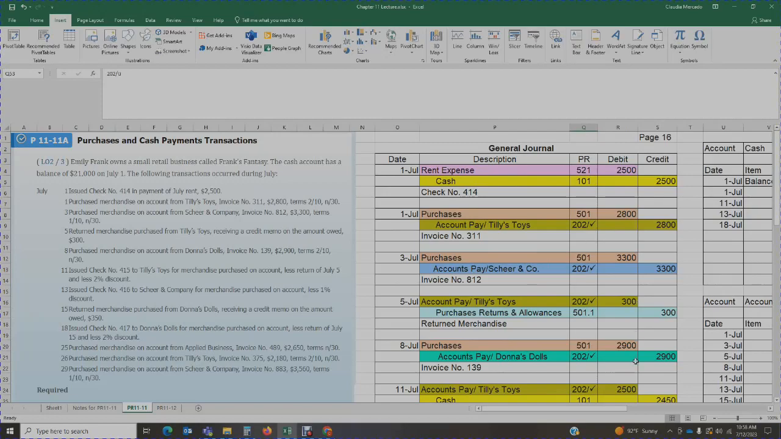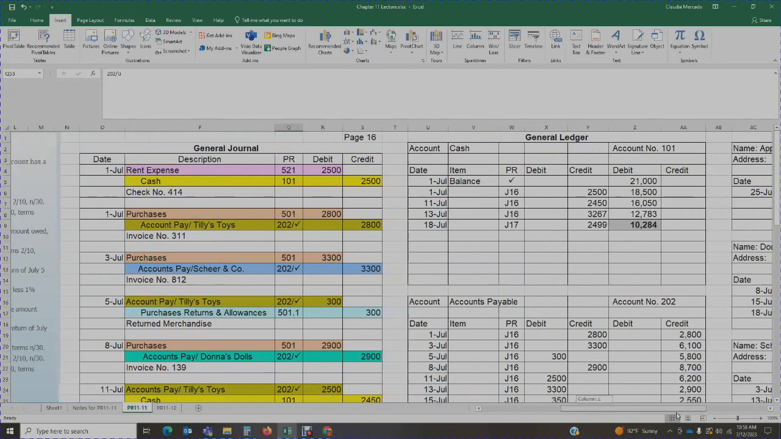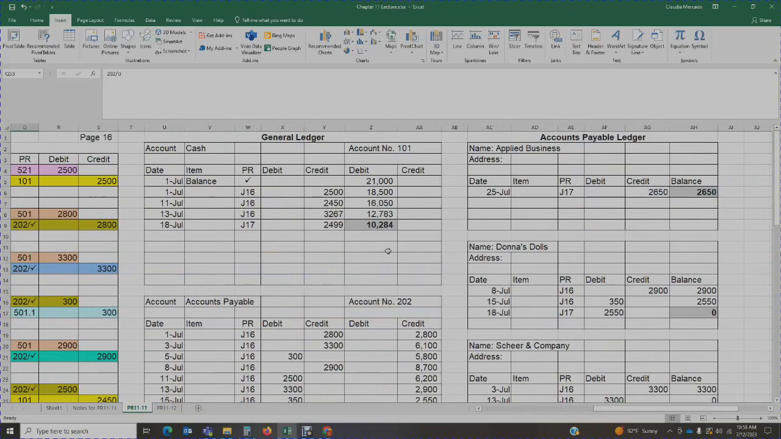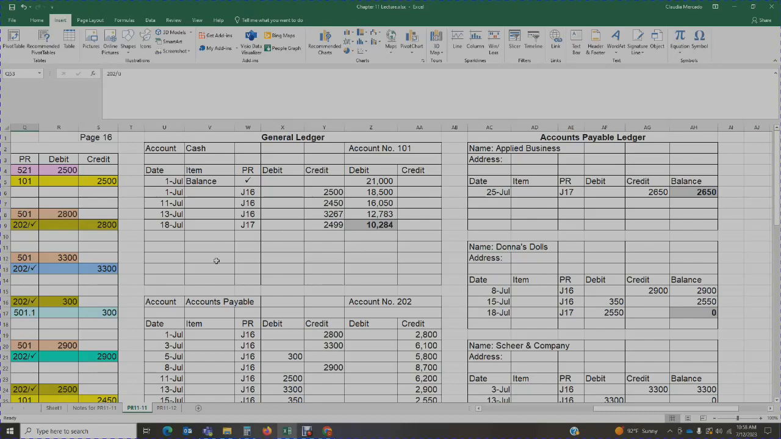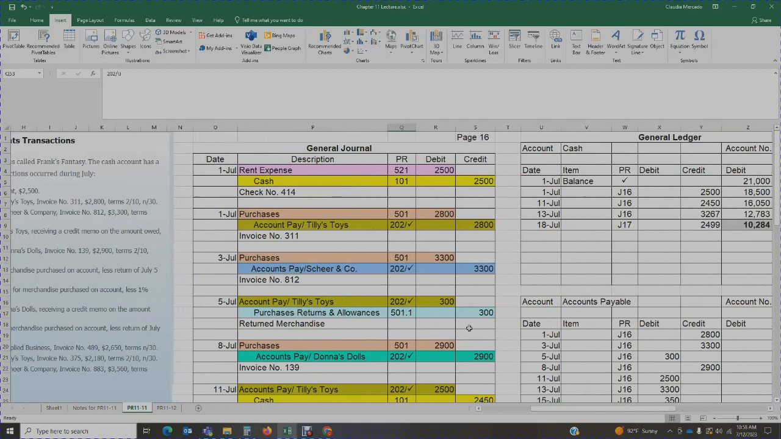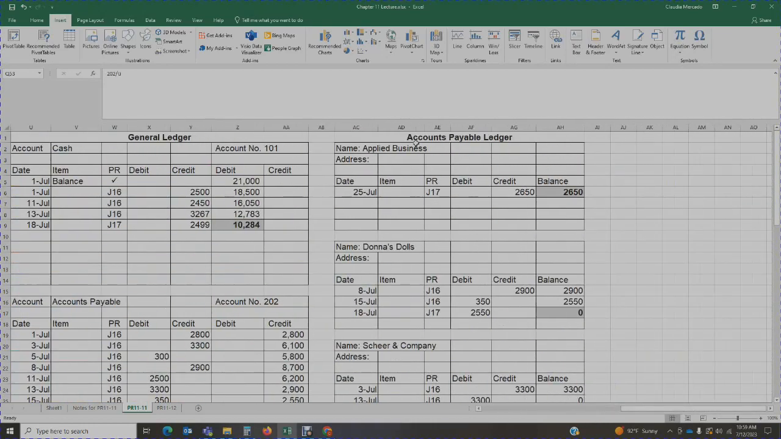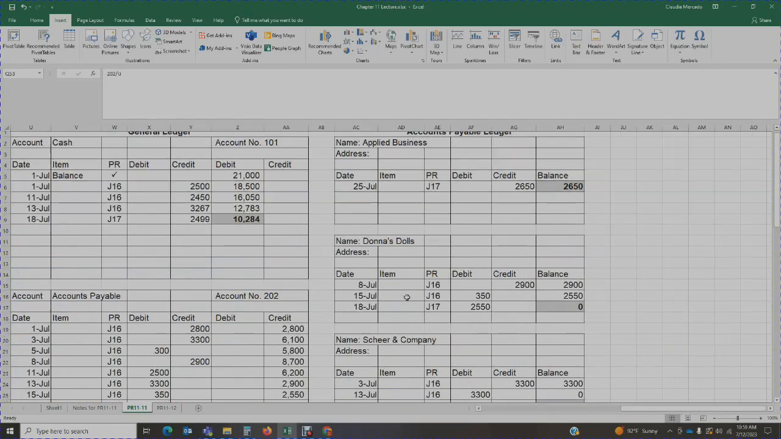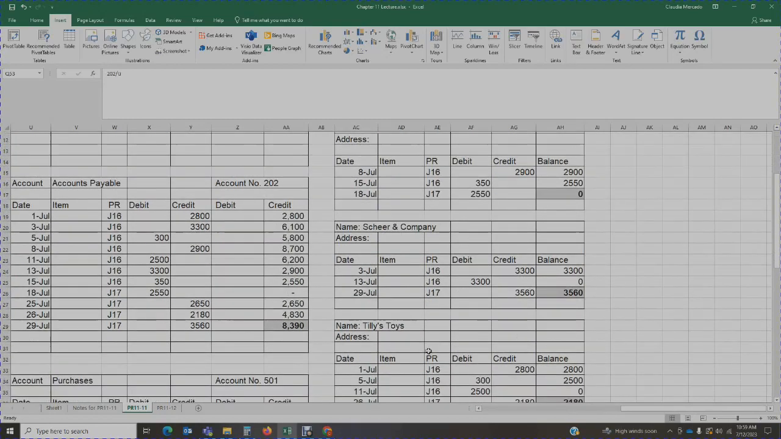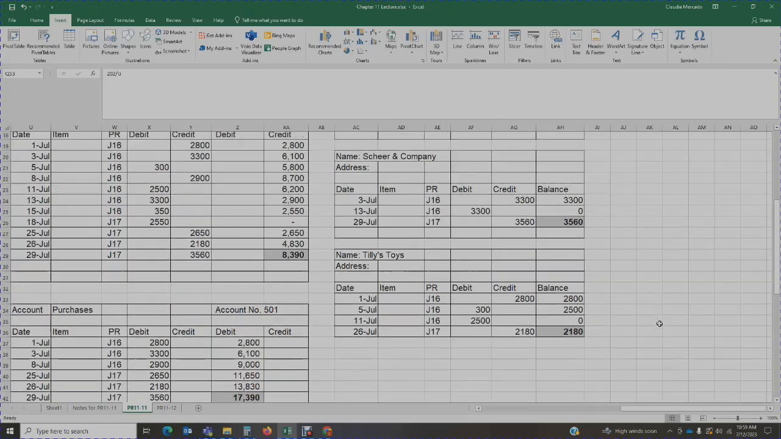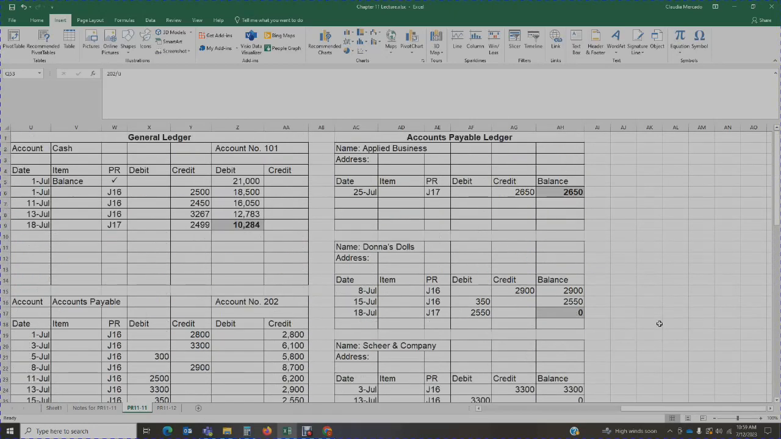Once we recorded all of the information into our journal, we transfer it to our general ledgers and we obtain the ending balance of each account, okay? And we also transferred all of the transactions that affect accounts payable by customer. That way we can figure out how much we owe each of our customers, okay? We owed Applied Business, Donna's Dolls, Shearer & Company, and Tilly's Toys. This is how much we owe them, okay? Accounts payable means we owe money. We owe these different vendors the specific dollar amount denoted.